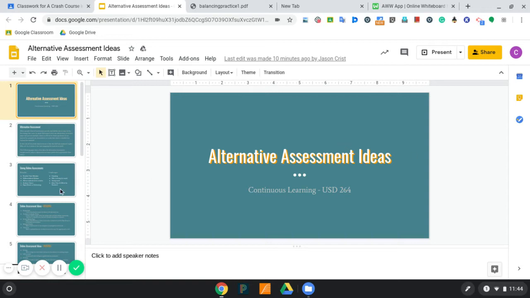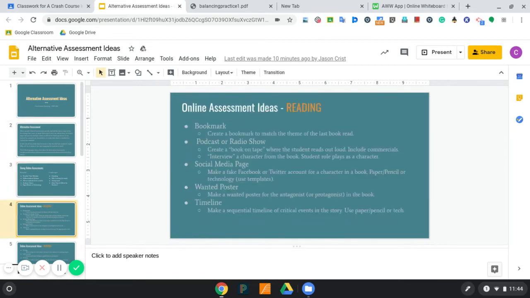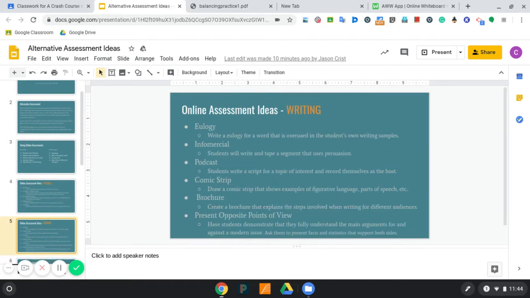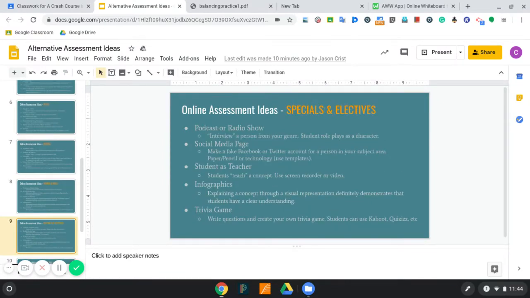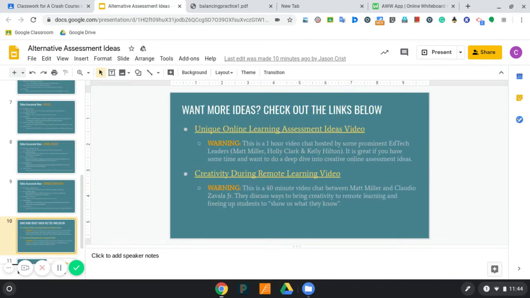So in this presentation, there are just some ideas kind of by subject level. And this is not the complete list. This is merely scratching the surface. And I'm attempting to put lists together that might work K through 12. Some of them involve technology. Some of them don't. So for example, here we see reading, we've got writing, math, science, social science, some specials and electives. There are also then some online discussion things here, videos of online assessment. You do not have to watch those. They are lengthy, but if you have some time and you want to check them out, please feel free to do so.